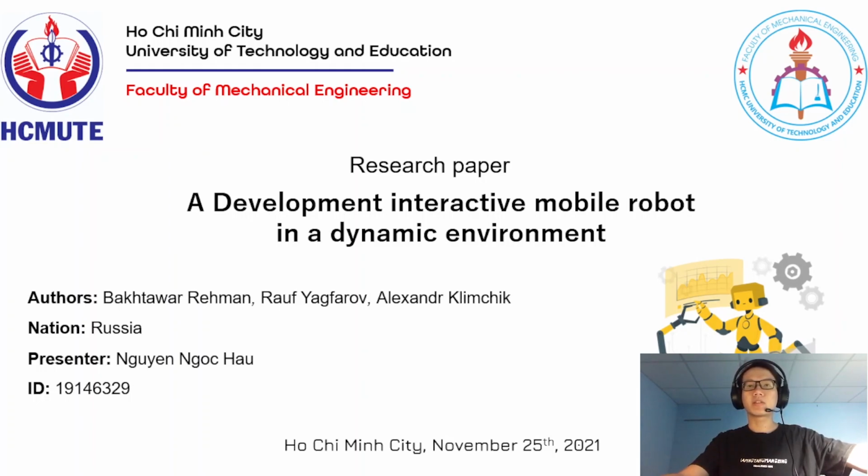Let me introduce myself. My full name is Nguyễn Ngọc Hậu. My student ID is 19146329. I'm a junior and my major is mechatronics engineering in the faculty of mechanical engineering.